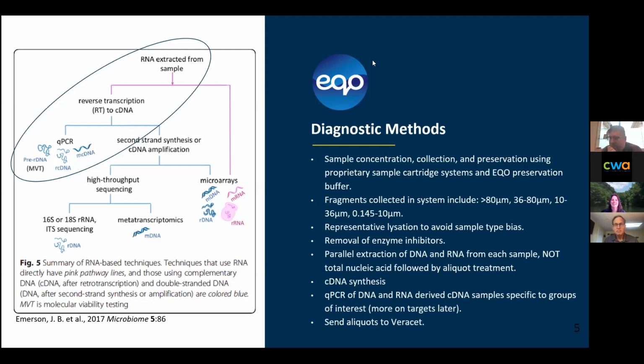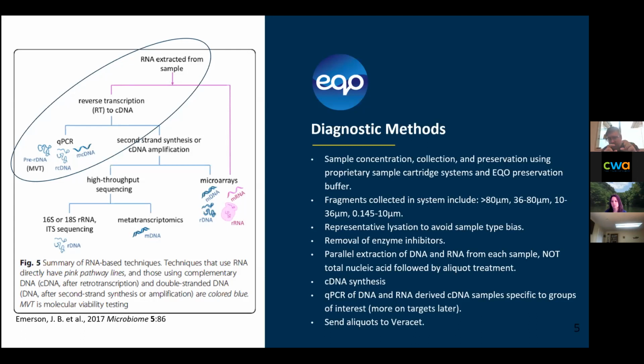That can remove inhibitors on the front end, and then we have a system on the back end to make sure that any inhibitors that are remaining don't interfere. So once we extract the RNA and we look at toxins, so we're looking at toxin expression levels, which Erica will talk about a little bit later.